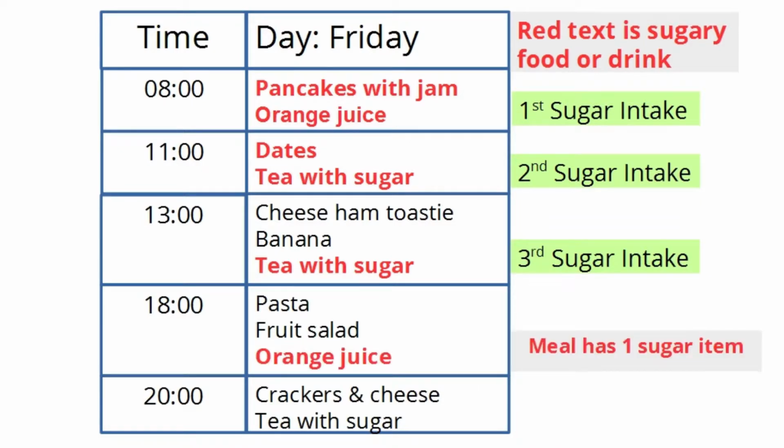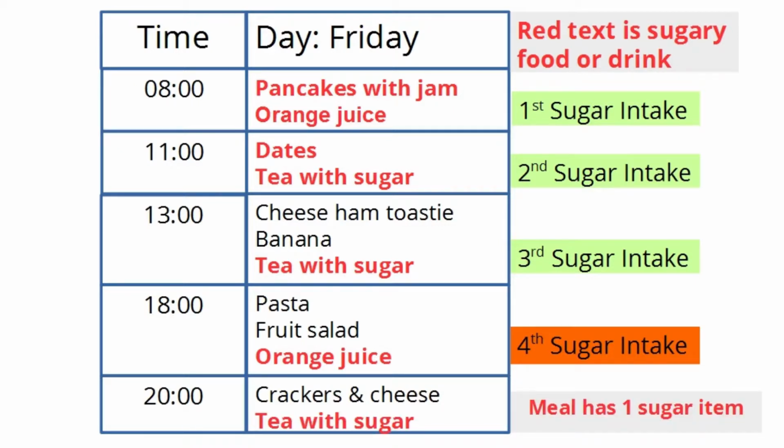The 6 p.m. meal of pasta, fruit salad, and orange juice has how many sugar items? The 1 sugar item is the orange juice. The fruit salad does not count as a sugar item. This is the 4th sugar intake.